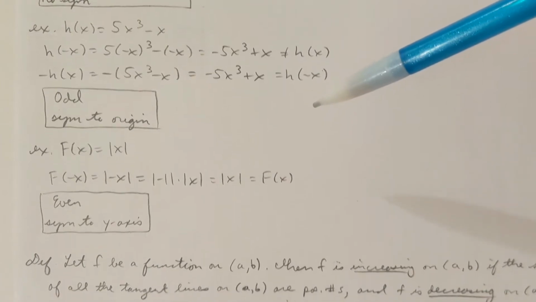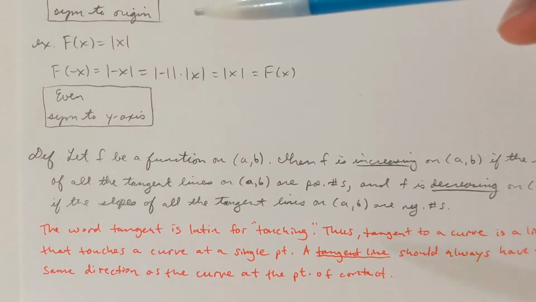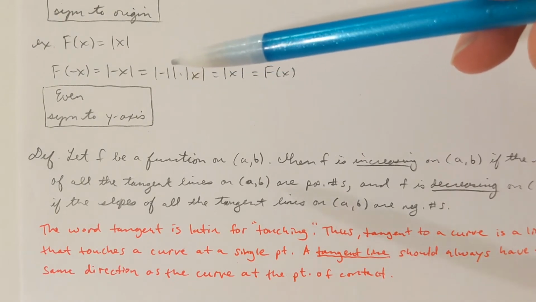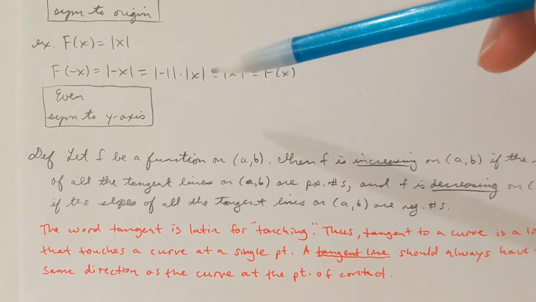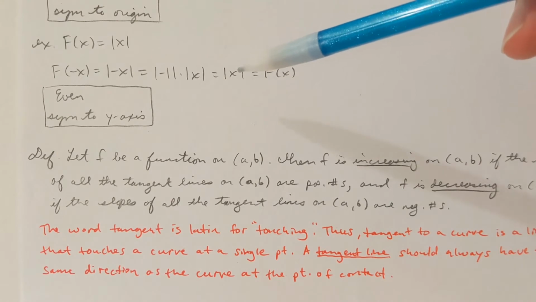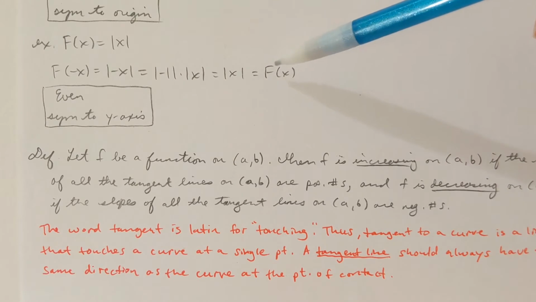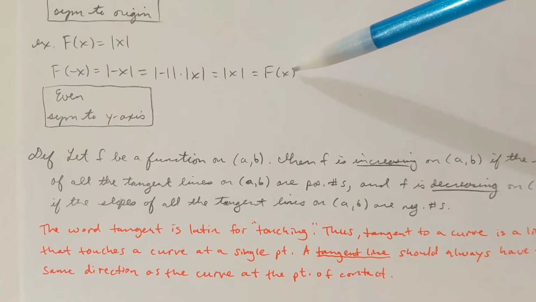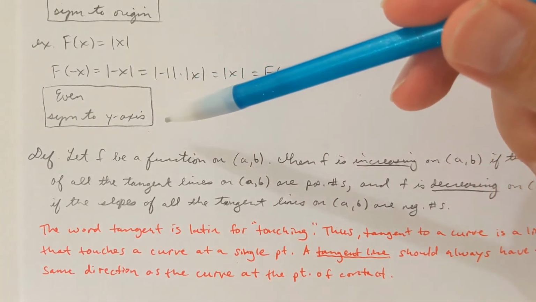Suppose that we have f of x equals the absolute value of x. F of negative x equals the absolute value of negative x. The absolute value of negative x would be the same as the absolute value of negative 1 times the absolute value of x. The absolute value of negative 1 is the same as 1. So I've got 1 times the absolute value of x, which is equal to f of x. Since f of negative x and f of x are the same, we end up getting an even function, and an even function is always symmetric to the y-axis.